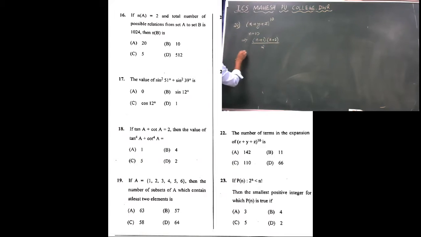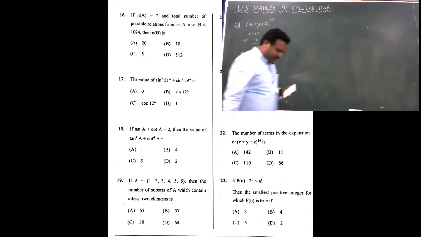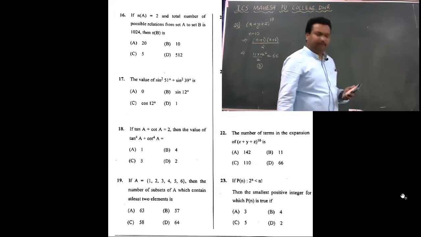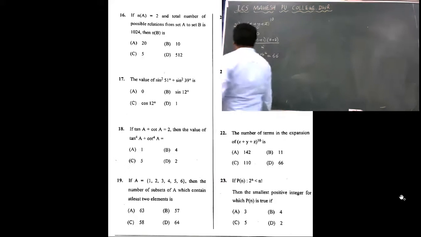Hence, what should be the answer? 11 into 12 divided by 2. 2 ones are 2, 6 twos are 12, so 6 ones are 66. Therefore, there exist 66 terms in the expansion, which is nothing but option D. Option D is correct. Right? Okay, so let's go with the 23rd question.